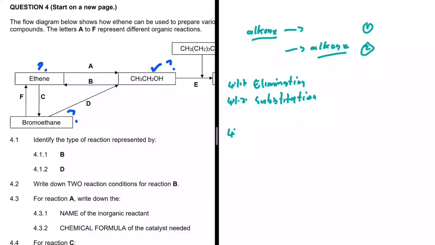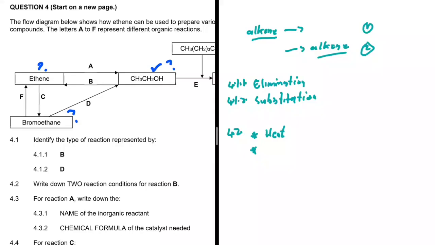Let's take a look at 4.2. We're supposed to write down two reaction conditions for reaction B. So reaction B, it's easy to see that we have an elimination reaction. So heat is a reaction condition for all elimination reactions. Right, so heat is our first answer. As soon as we see an elimination reaction, we think of heat.